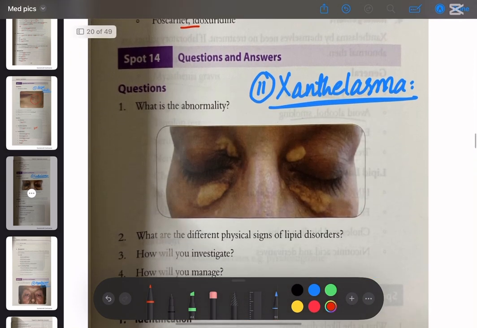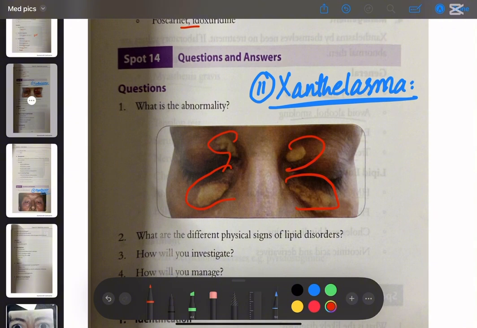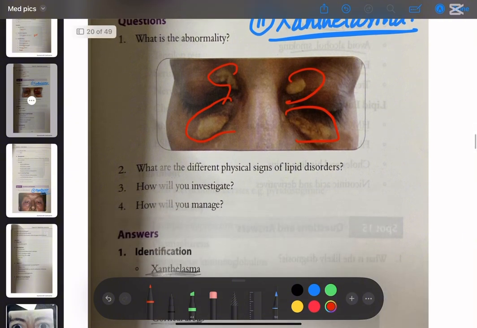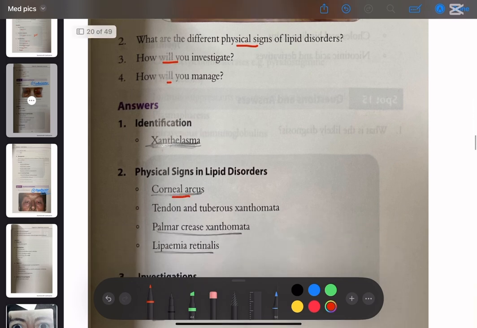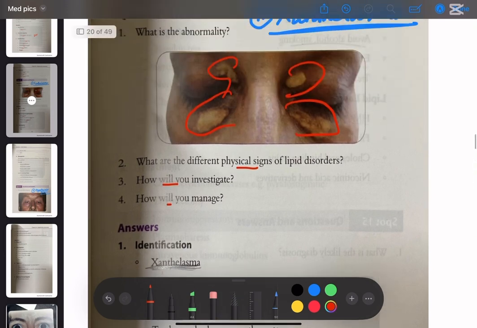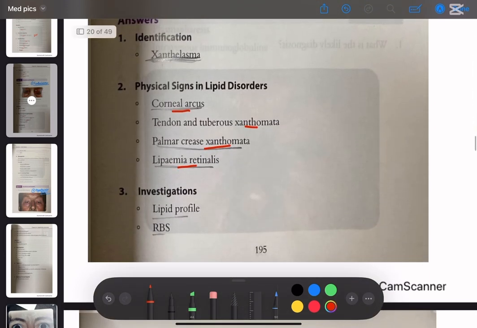Now this is xanthelasma. This picture shows xanthelasma, which are growths of fatty substances around the eyes. So what is the abnormality? What are the different physical signs of lipid disorders? How will you investigate and how will you manage? So it is xanthelasma, and the different physical signs are corneal arcus, tendon and tuberous xanthomata, palmar xanthomata and lipemia retinalis.